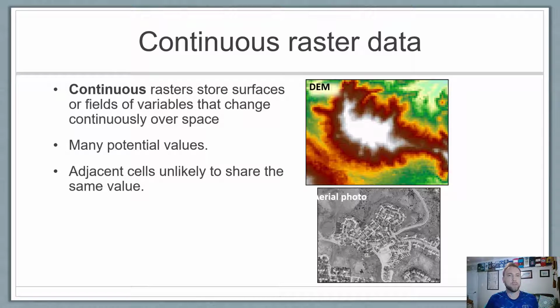Continuous raster data, it's where the raster stores surfaces or fields of variables that change continuously over space. My example obviously was elevation, and what we're looking at here on the right is a DEM, also known as a digital elevation model. It has many potential values, but each value tends to be close to a similar value. And that's just like if you think about the surface of the Earth. If you move from point A to point B, if point B is close to you, it's likely going to be a similar elevation. If point B is far away, it may be a very different elevation, but moving continuously from one place to the next is going to be a slowly changing gradient.